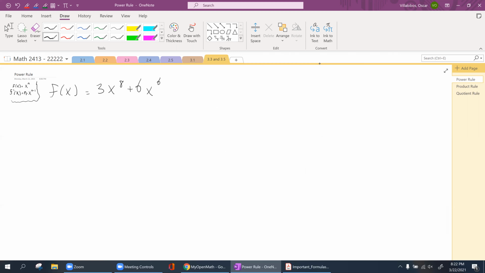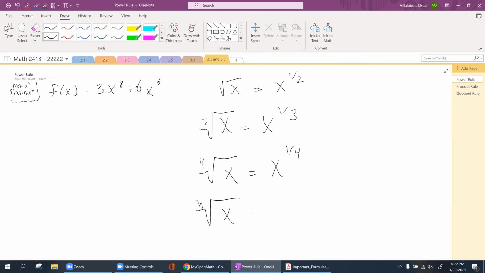Another one I'm going to bring up is that the square root of x is the same thing as x to the 1/2, the same way the cube root of x is the same thing as x to the 1/3. These are rules we're supposed to know. Meaning the 4th root of x is x to the 1/4. In other words, the nth root of x is just x to the 1/n.